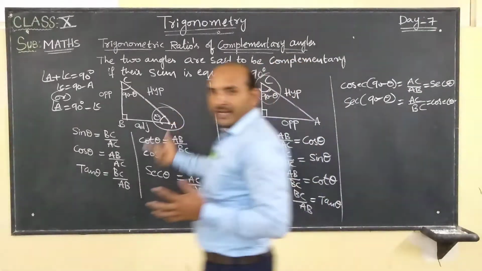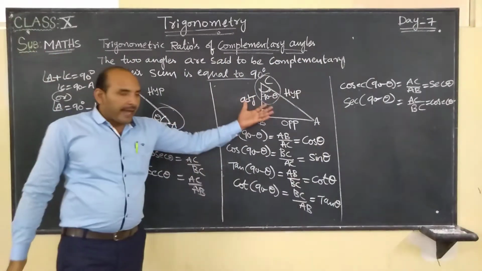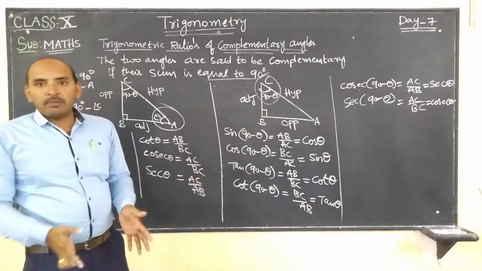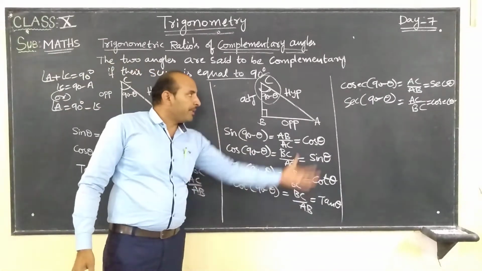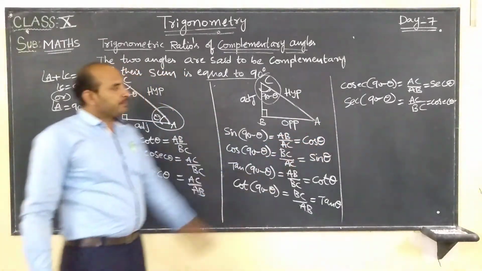So we are taking the angle at A and again the angle at C. You will get some formulas. This is nothing but the 6 trigonometric ratios formulas.